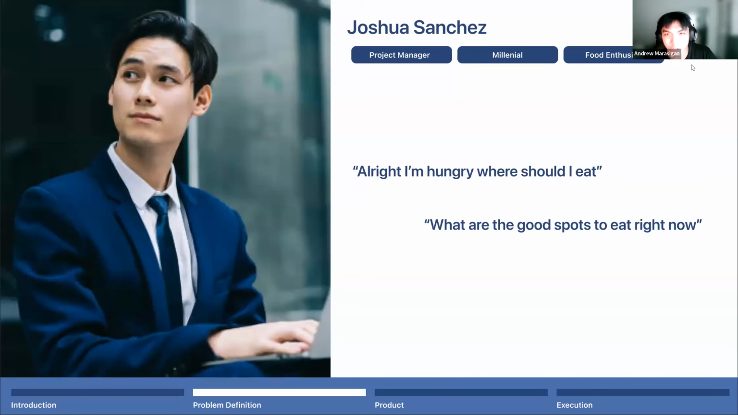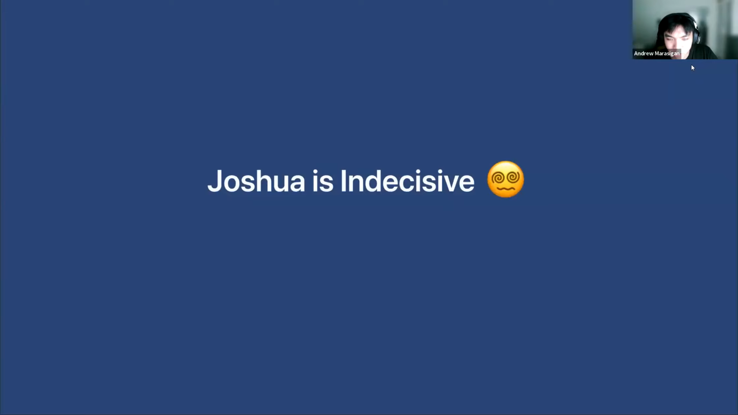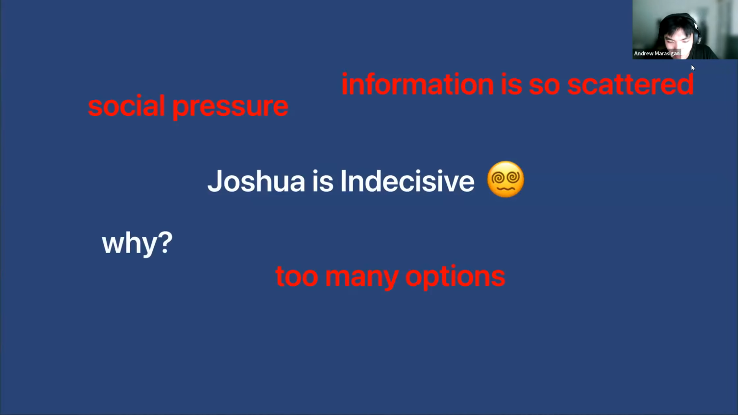Meet Joshua Sanchez, a project manager, millennial, and food enthusiast. His usual pain points would be, all right, I'm hungry, where should I eat? Or what are the good spots to eat right now? Finding where to eat becomes a hassle for Joshua because information is scattered, messy, and hard to remember. This ruins the exploration experience that customers look forward to when trying to satisfy their craving. Joshua and a lot of others are indecisive. They spend so much time finding where to eat, but ultimately end up nowhere or settling for fast food restaurants. Why? A couple of reasons: social pressure, scattered information, and seeing too many options.